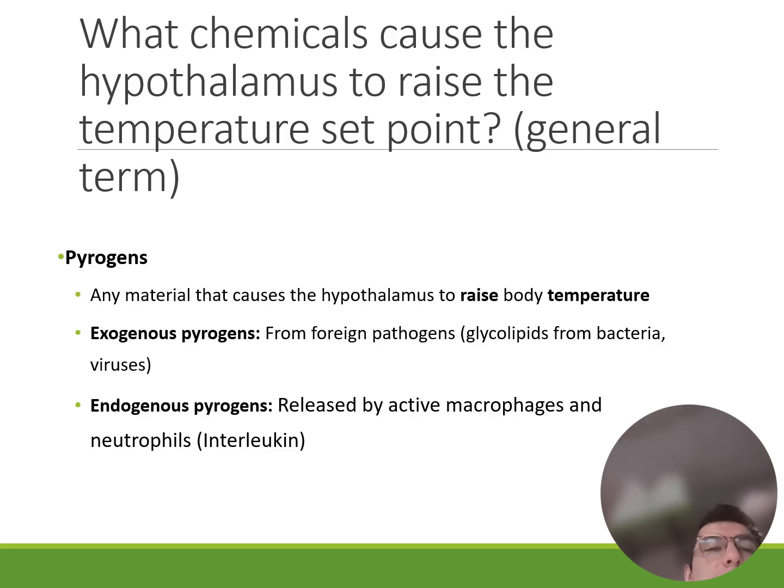What chemicals cause the hypothalamus to raise the temperature set point? The molecule that goes on to raise temperature is pyrogens. Pyrogens are materials that work in the hypothalamus and they increase that set point. There are different types of pyrogens. There is exogenous and endogenous. So exogenous means that they are foreign, okay, such as bacteria. Bacteria may go in and cause that increase in the temperature set point.